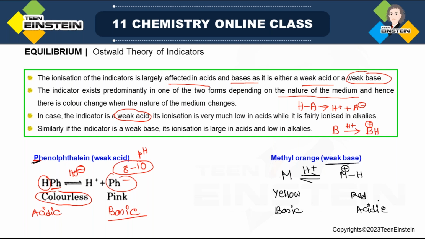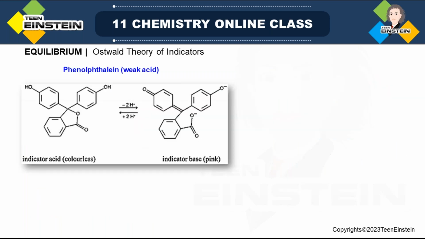Now its color change also has a particular range. More or less the value is around 3 to 4, or 3.2 to 4.4. This is the range, okay? Now here we have no detailed structure of these two, but if you are interested, I would like to show the actual structure of phenolphthalein. So here on the left hand side, in the structure that you are seeing, two phenol rings are present, with two OH groups.